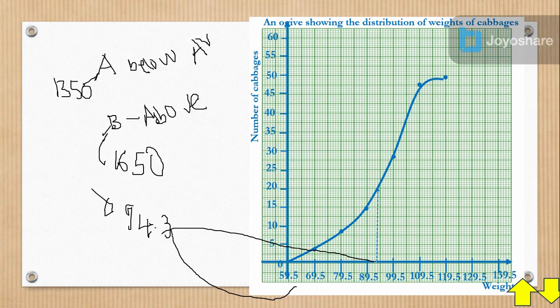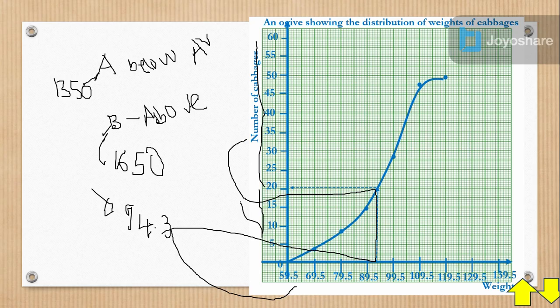So we must now move up. Then you see which number it gives us. Remember, this axis gives us the number of cabbages. If you can see that, it goes to 20 cabbages. So the average gives us that. It means that from here onwards, those are the cabbages above the average weight. From here downwards, those are the cabbages below the average weight.